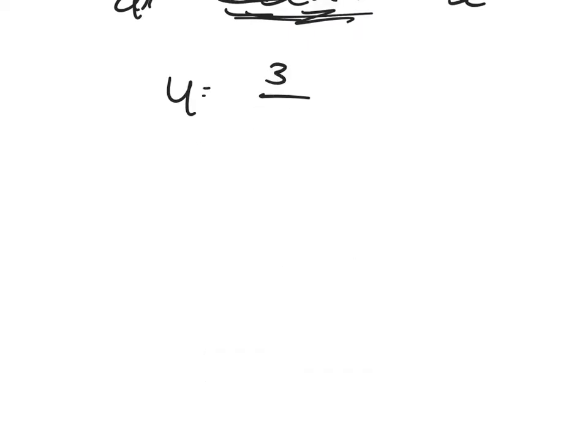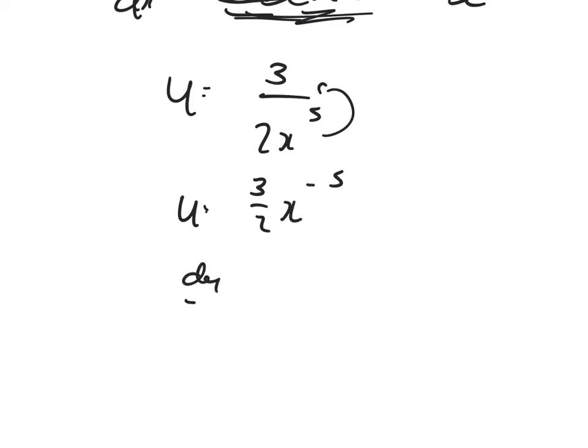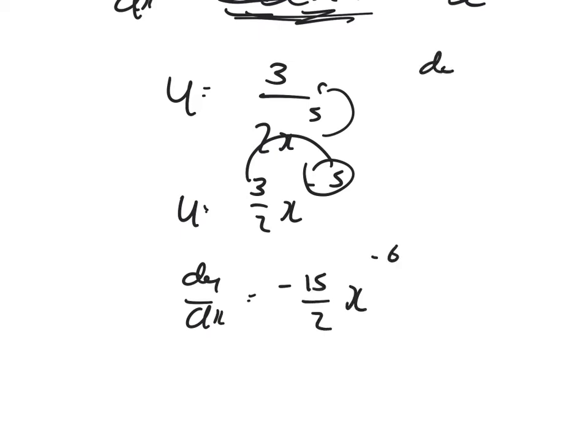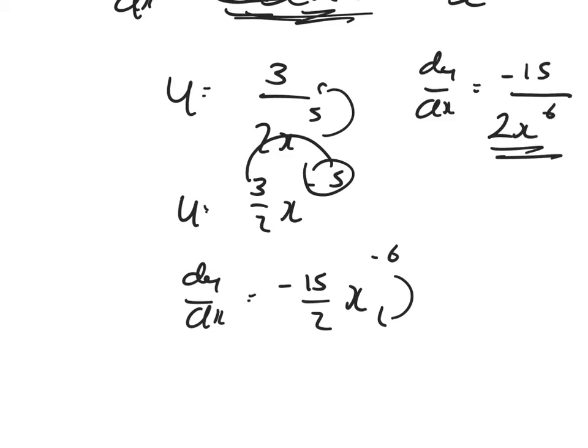Okay, so what about y equals 3 over 2x to the 5? So that will be 3/2 x to the minus 5. Bring the power down, multiply, take 1 away from the power, minus 5 times 3/2 is going to be minus 15/2 x to the minus 6. And bring that back down, that will be minus 15 over 2x to the positive 6.